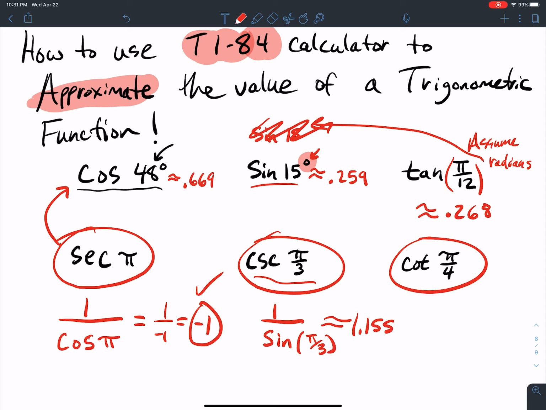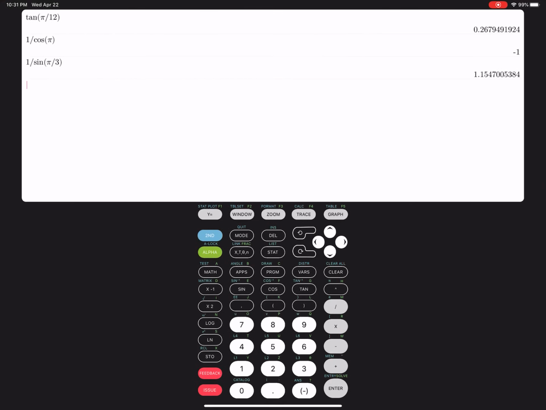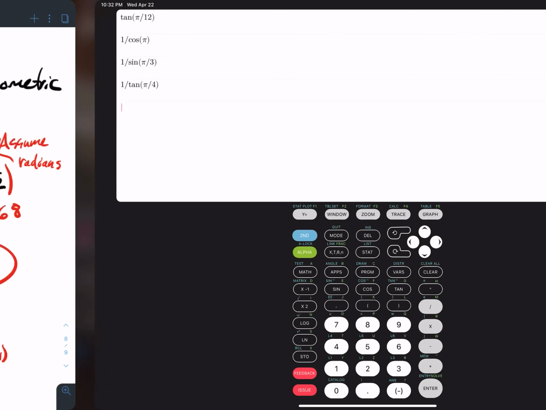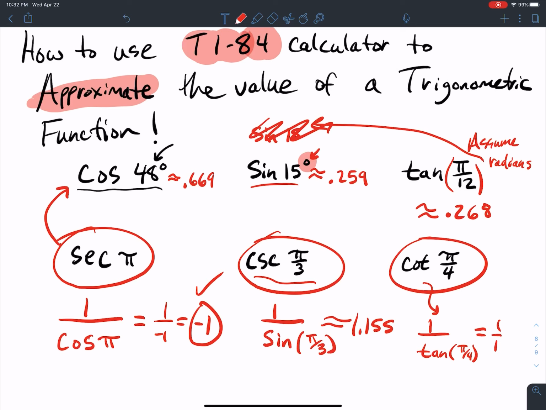Now this other one here, this is the reciprocal of the cotangent, so reciprocal of tangent. So 1 over tangent of pi over 4. What's that going to be? That's 1 divided by the tangent of pi over 4, which I think is just 1. Okay, and so yeah, that's just 1. So that one's pretty easy. So that's 1 over 1, which is 1. All right. So hopefully that gives you an idea of how to work that.